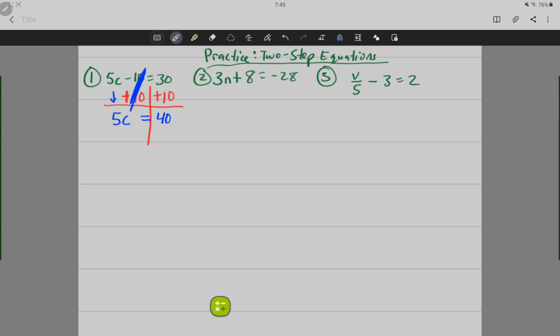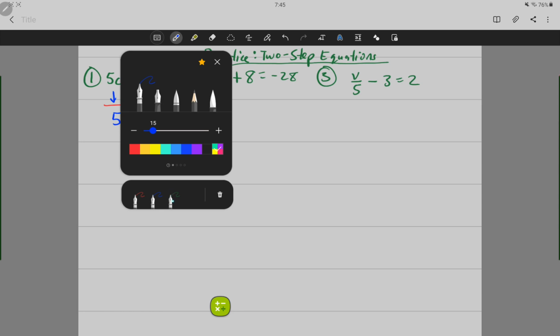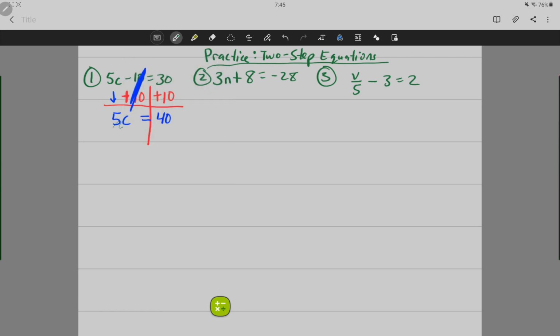Last but not least, what operation are we looking at now? Well, it says 5c. And remember from one-step equations, when you have a number next to a variable, that actually means multiplication. It's actually 5 times c. So that 5 we call the coefficient. Remember, coefficient is just a number that's multiplying our variable. We want to get rid of 5. So since it's multiplying 5 times c, we do the inverse operation. Opposite of multiplying is to divide.